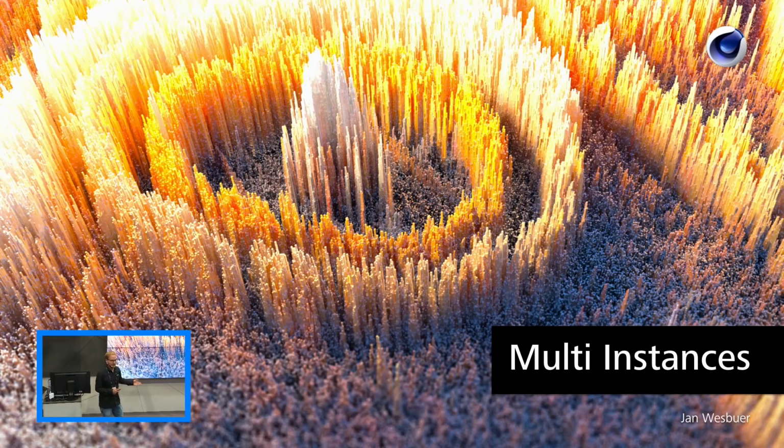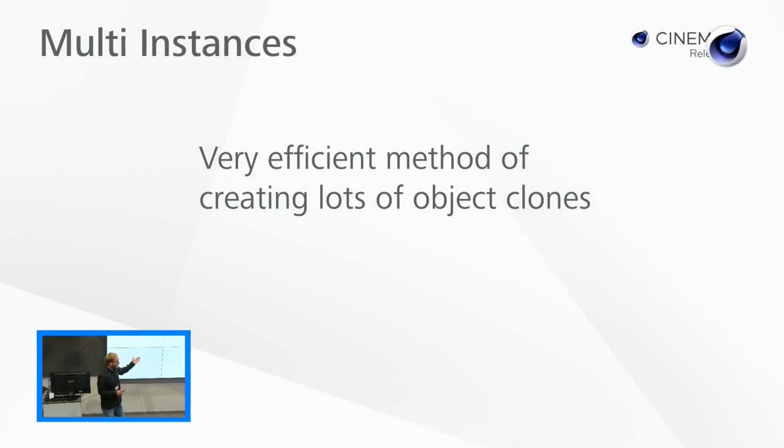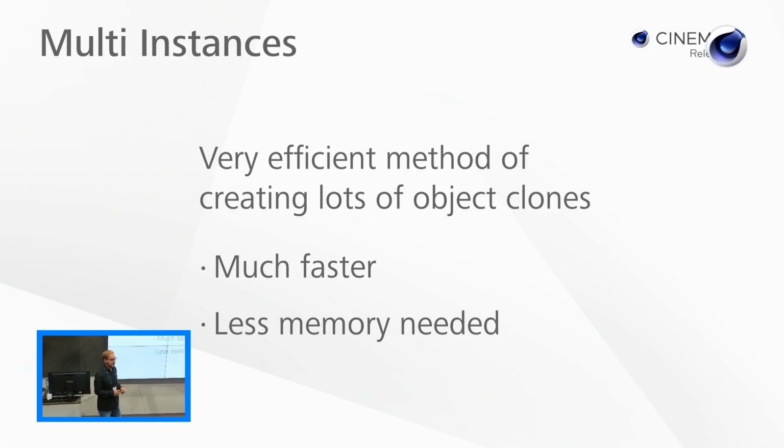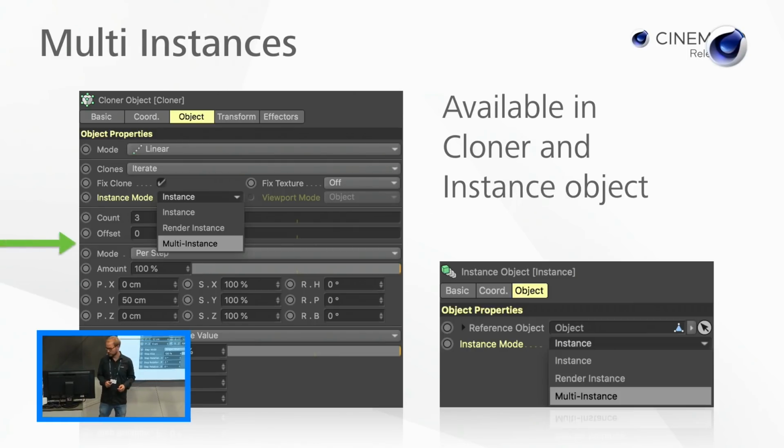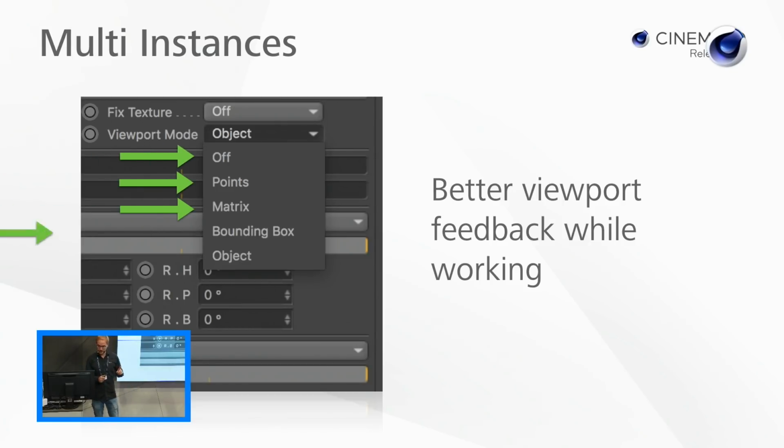So what are multi-instances? Basically, they are a new way of calculating instances, clones, for example. And this method is very efficient. This way, it's much faster to render, and you also need less memory compared to render instances, for instance. You can find the multi-instances in the cloner and in the instance object. And this is the great thing.